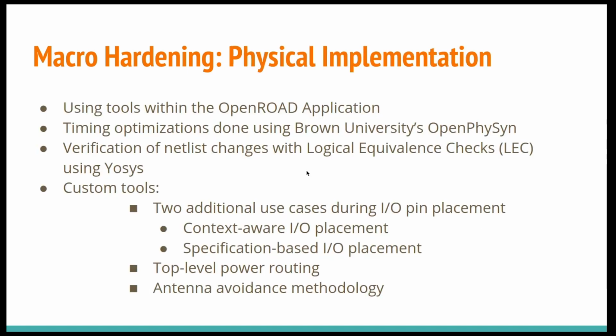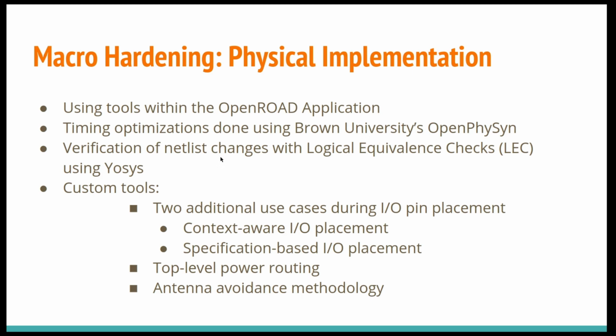As mentioned, physical implementation is done using tools within the OpenROAD application, and timing optimizations are done using Brown University's OpenPhySyn. We're getting particularly good results with pin swapping and buffer insertion. These results can be seen on our benchmarks that are shared directly on our GitHub repo, and I will share a link to the benchmarks shortly later in this presentation. Also, logical equivalence checks are done every time the netlist changes by a tool.